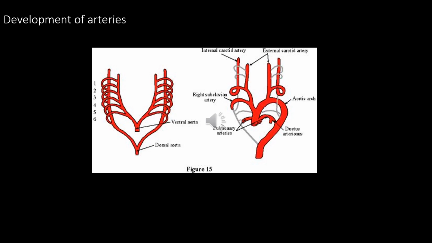A communication will be developed between the ventral aorta and the dorsal aorta by a series of aortic arches, which are seen in the pharyngeal arches. If you have studied the head and neck, the embryology of the neck, you might know the various pharyngeal arches. First arch, second, third, fourth, fifth will disappear anyway, and the sixth.